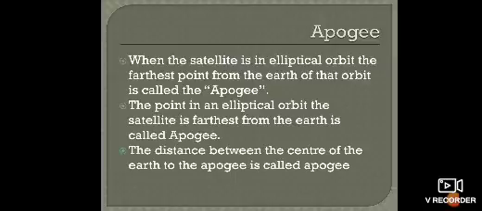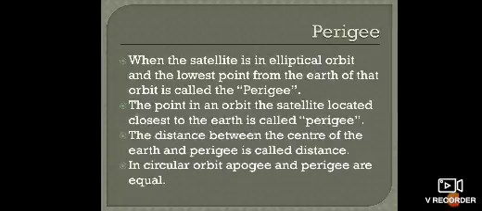So what is an apogee? When the satellite is in an elliptical orbit, the farthest point from the earth of that orbit is called apogee, and the distance between the center of the earth and the apogee is called apogee distance.